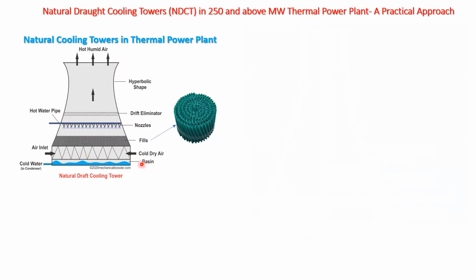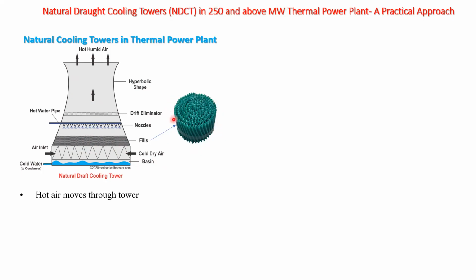So what is this shape? It is a hyperbolic shape, and a drift eliminator is there, nozzles are there. You have seen the working of the cooling tower; the same working will be there, only the construction differs. Fills are placed below these water nozzles, and then there is an open space below the fills, and at the bottom a basin. Fills are made of polypropylene or plastic like this. They are placed in bunches, in ample number.